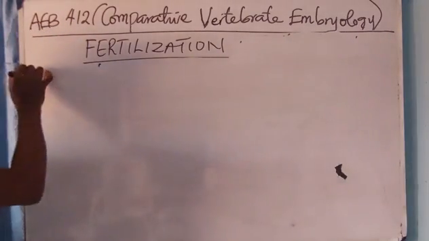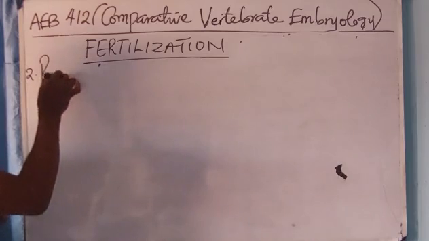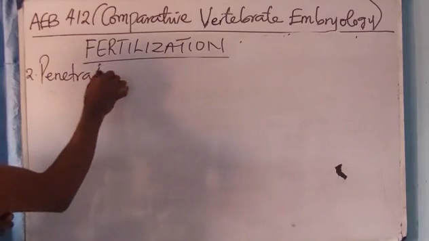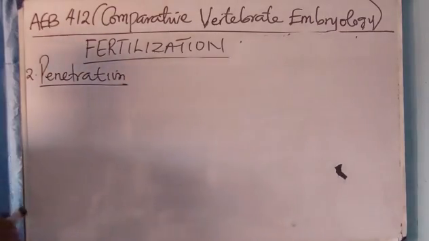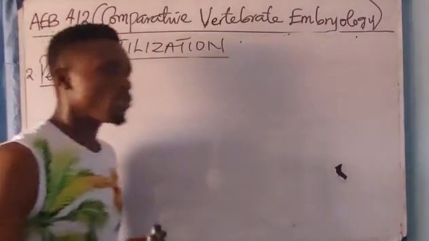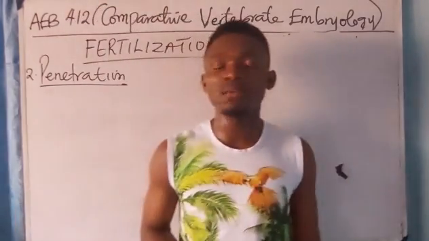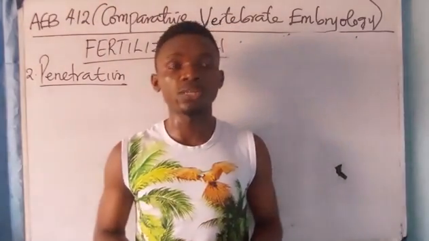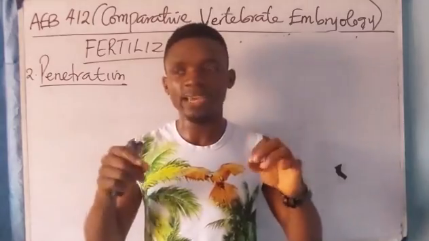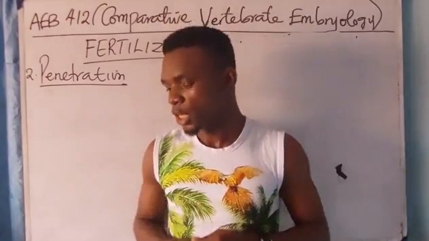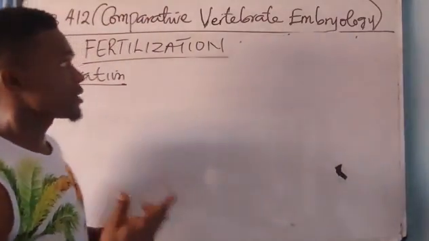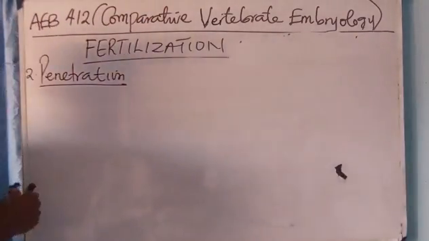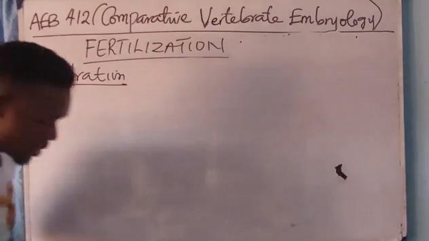Now, the escaped one will undergo penetration. Of course, you and I know that for the sperm to penetrate the membrane of the egg of the animal in question, the sperm must exhibit certain characteristics. Take for example the sperm of a mammal.